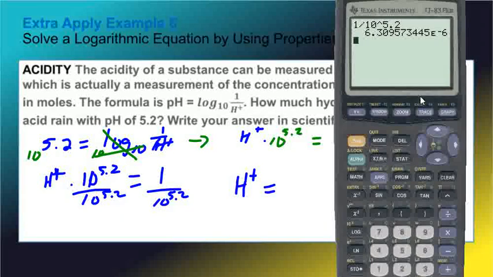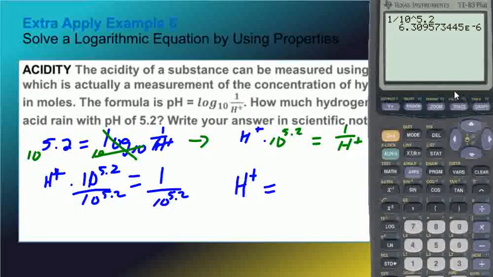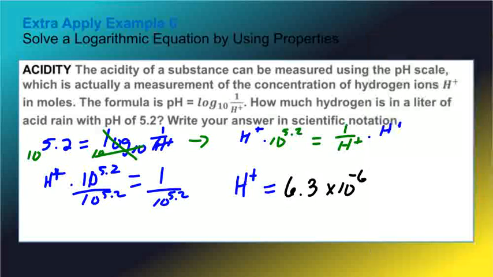This is actually in scientific notation here. So we're just going to put our answer as 6.3 times 10 to the -6. That e to the -6 power just means I had to move the decimal place 6 places to the left. So it's a really, really small number. So we would have 6.3 times 10 to the -6 as the number of hydrogen we have in a liter of acid rain. So that's our lesson on properties of logarithms.